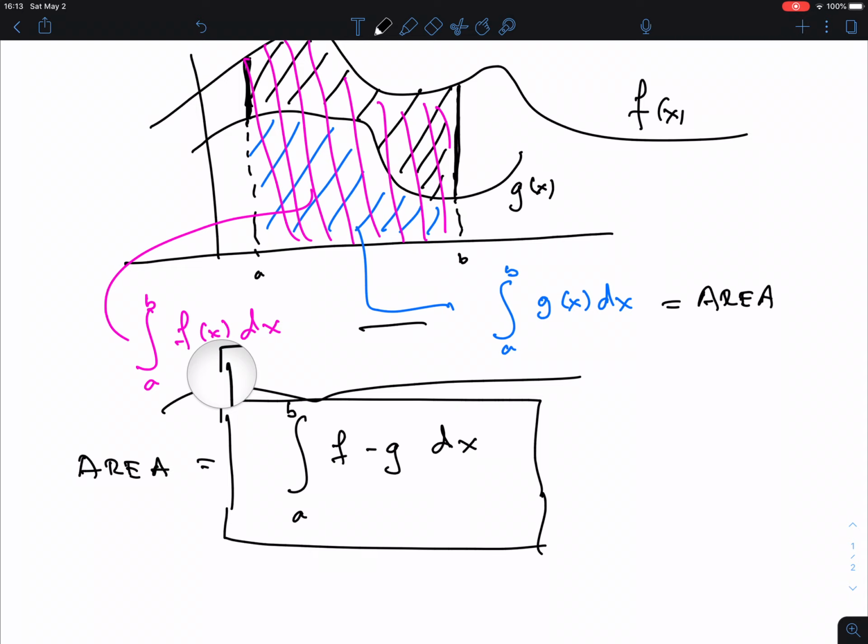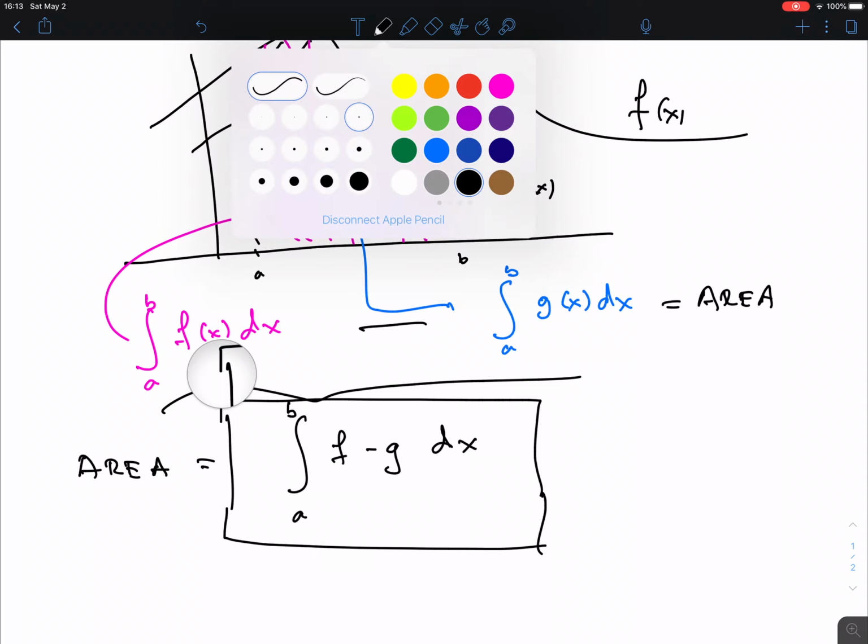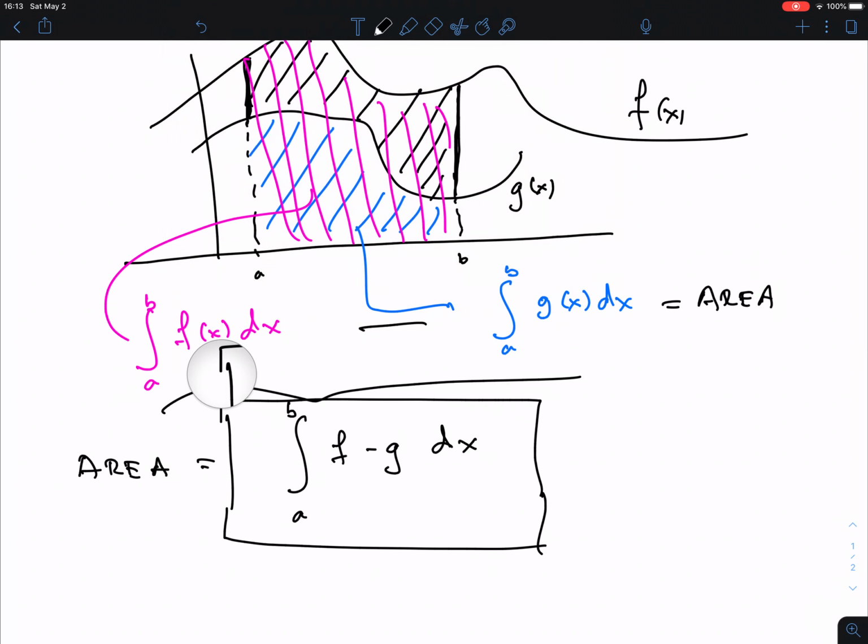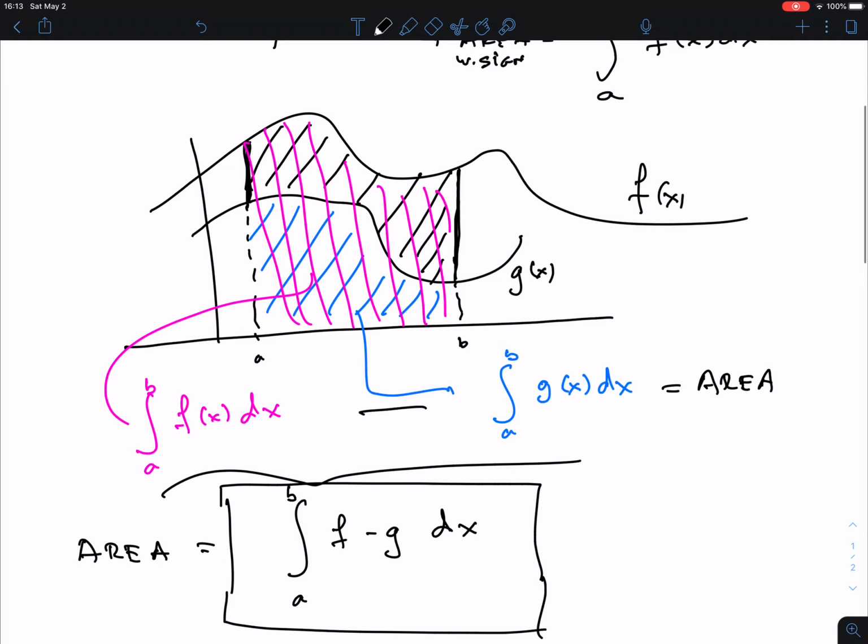There's one thing though we have to be careful about. You see there's a minus sign, and when you have a minus sign, the order is always important, right? So why f minus g and not g minus f? Well, it's clear from the picture: f is the top curve and g is the bottom curve.